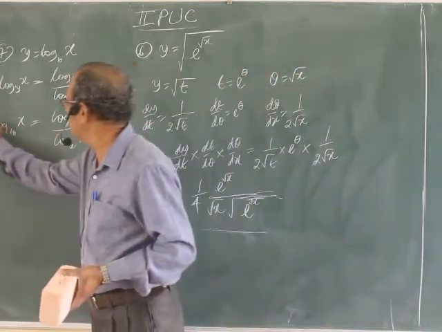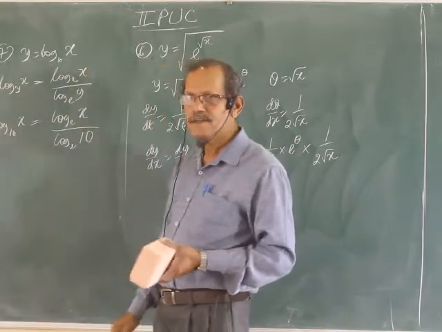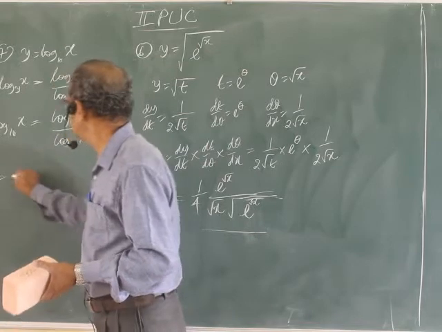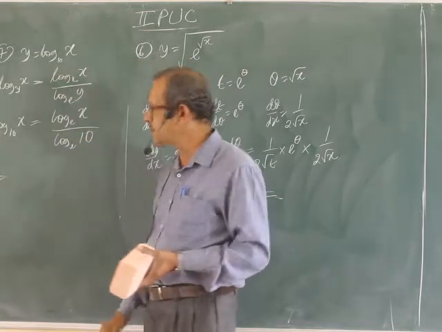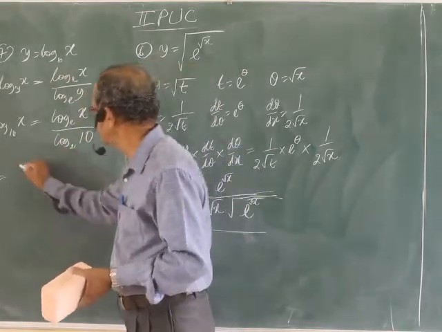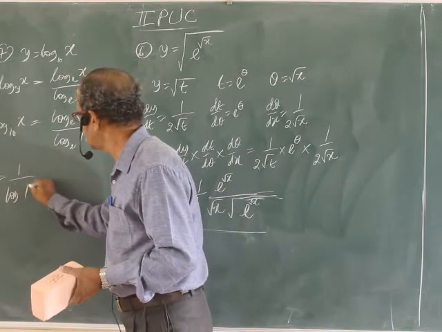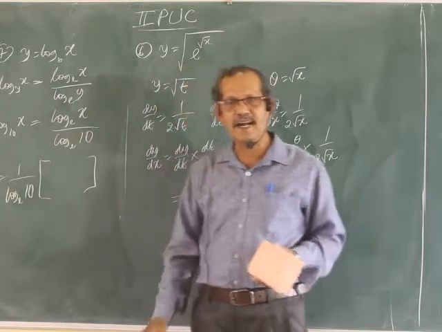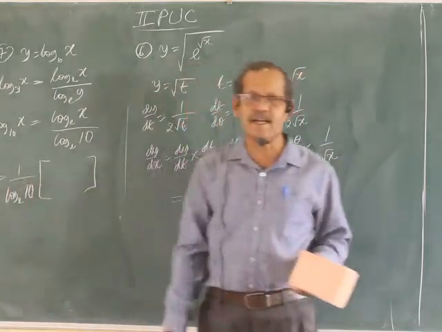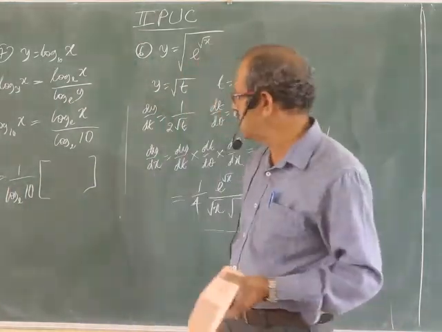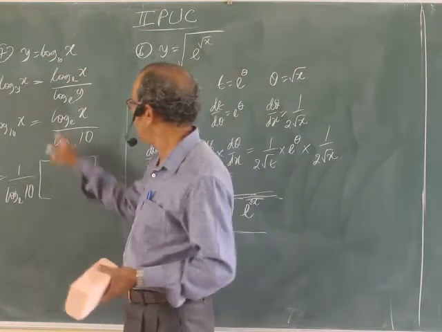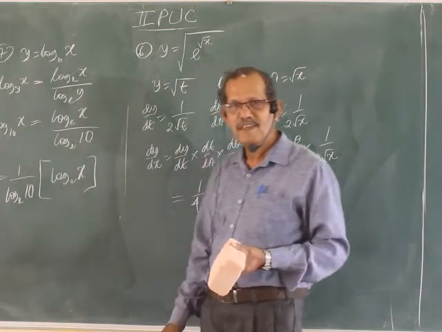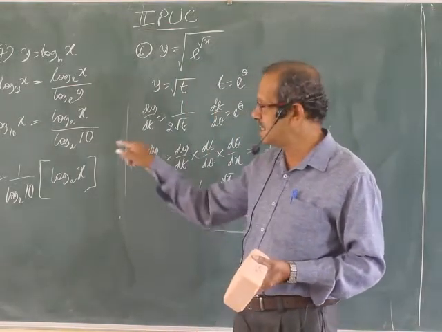So this is actually y. Find the derivative dy by dx. y equal to, let me write once again this one: 1 by log 10 to the base e, into log x to the base e. Here 1 by log 10 to the base e is purely a constant. In order to show that I have written it separately, so that the derivative will be clear.